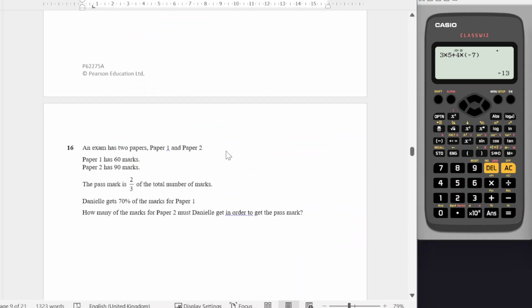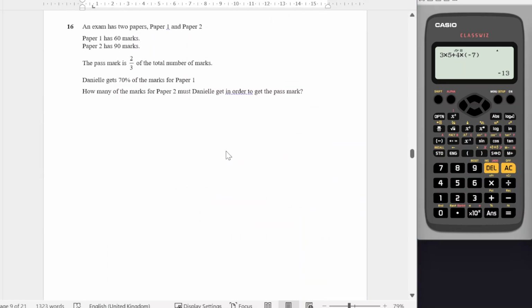Okay, question 16. An exam has 2 papers, paper 1 and paper 2. Paper 1 has 60 marks, paper 2 has 90 marks. Pass mark is 2/3 of the total number of marks. Danielle scores 70% on paper 1. How many marks must she get on paper 2 in order to pass?